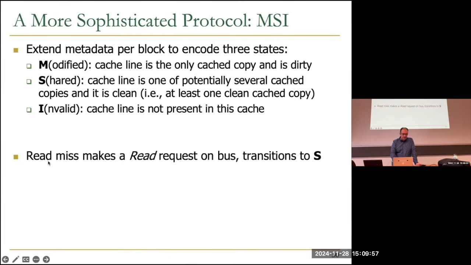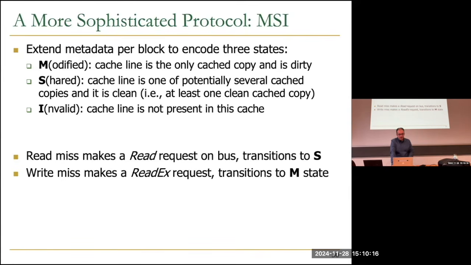When you have a read miss, you make a read request on the bus and transition to S. So whenever you have a read miss, you go to shared. That's why we say we are potentially shared. We don't know, there might be only one copy, but we don't care in this MSI protocol. We just go to the shared state.